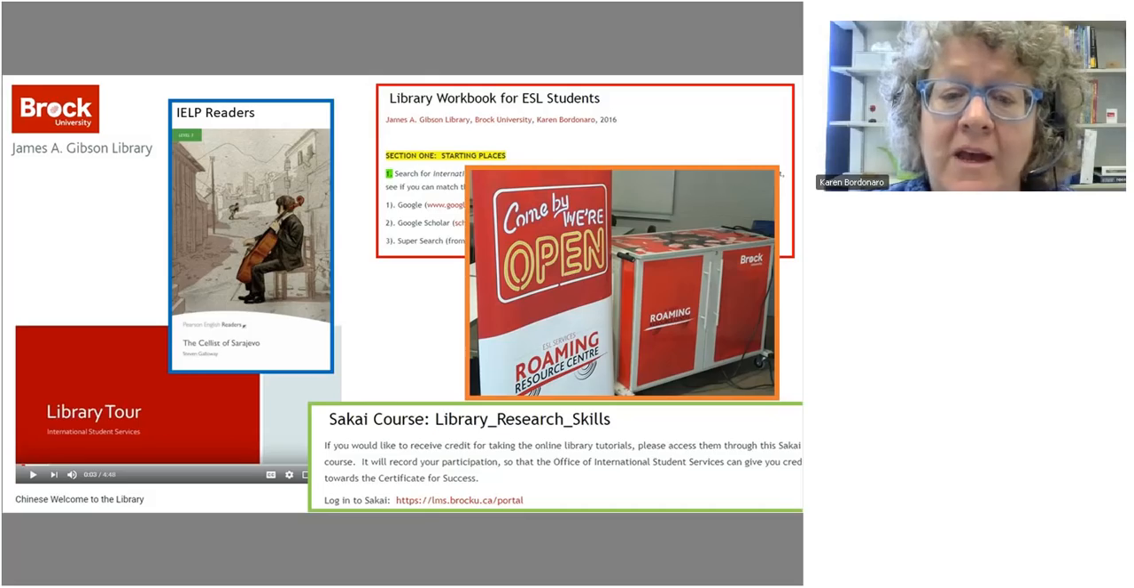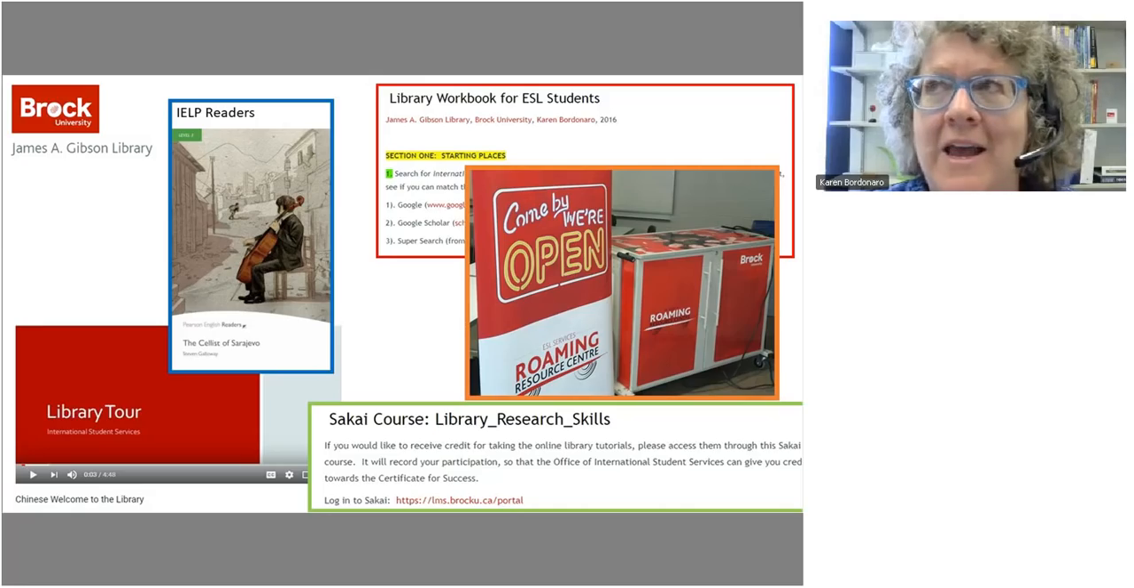This picture, come by, we're open, which to me looks like a Campbell soup can, but maybe that's just because I'm an older person.